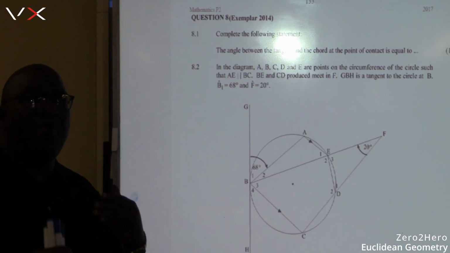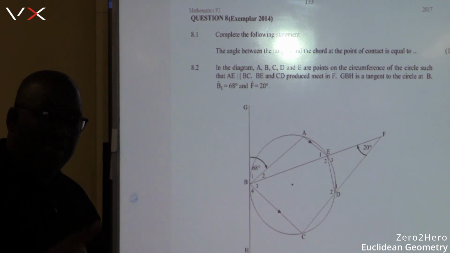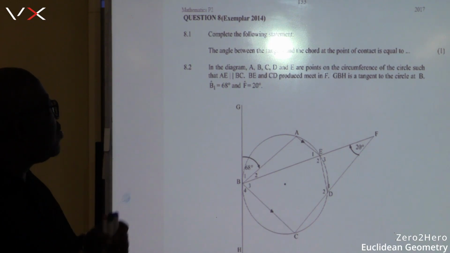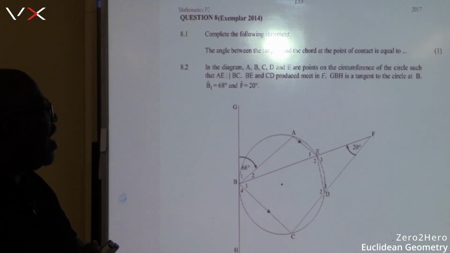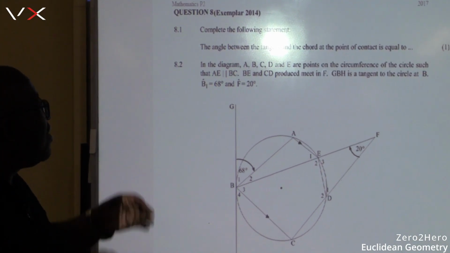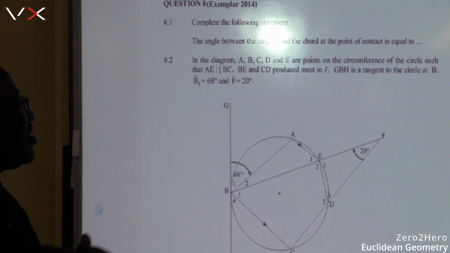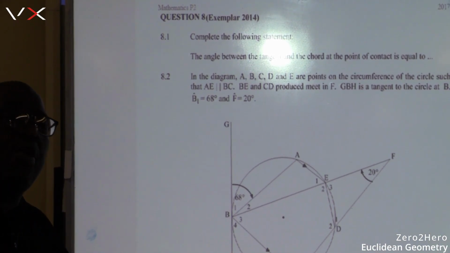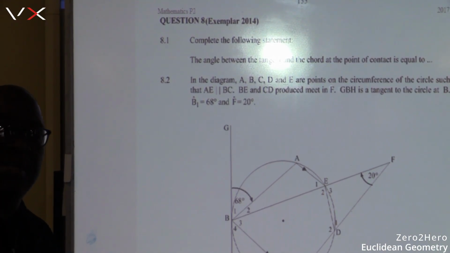8.1, complete the following statement. It means that we're giving you a theorem, you've got to complete it. The angle between the tangent and the chord at the point of contact is equal to the angle subtended by that chord in the alternate segment.